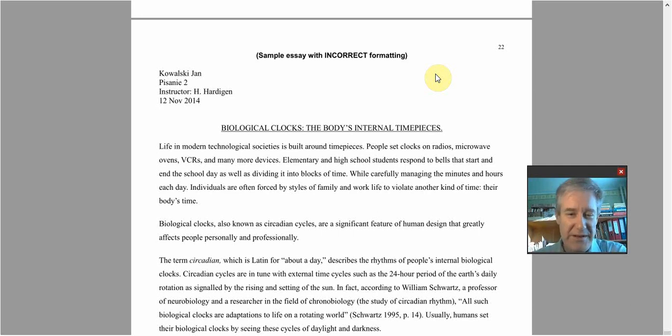If a student submitted an essay like this, if a student gave me an essay like this, I would just send it back and say, this does not meet the basic requirements. You have not even tried to follow the style sheet. So you can pause it and have a look. See if you can find all the problems here.